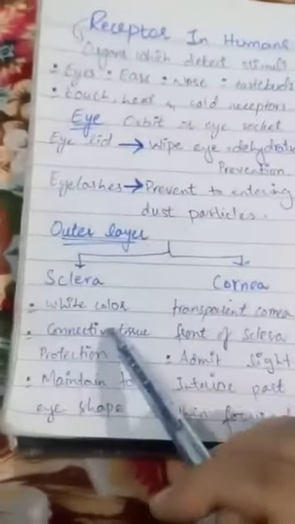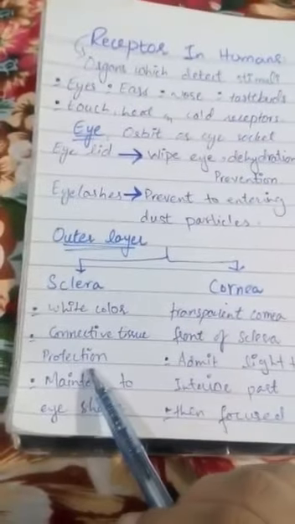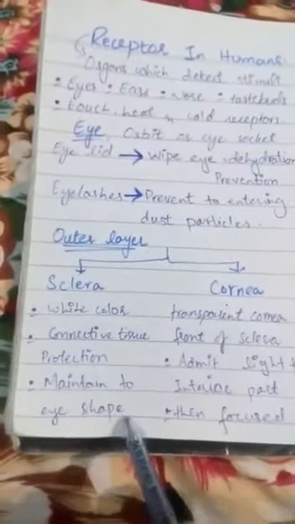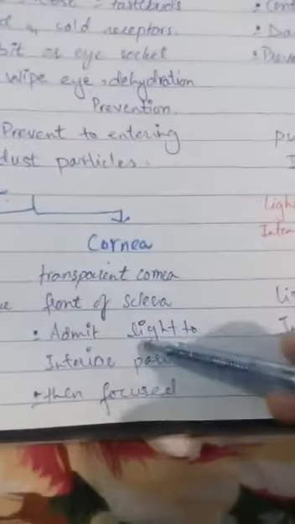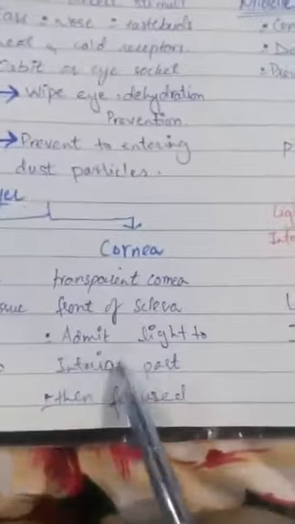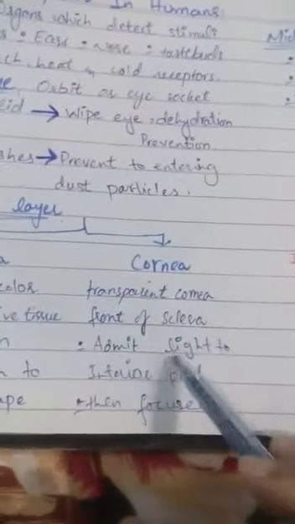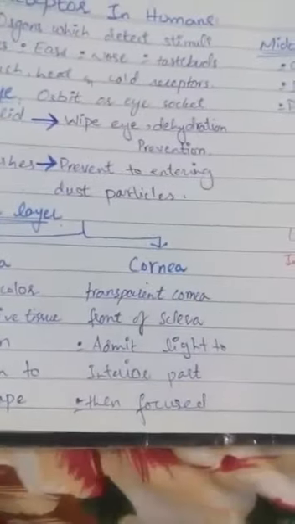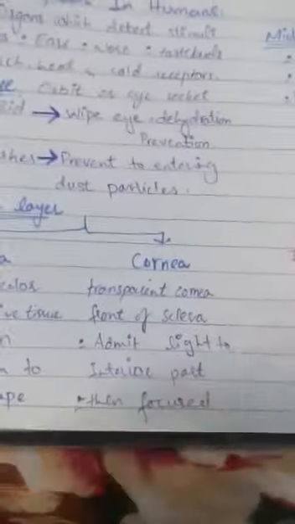The major function of the sclera is that, being formed by connective tissues, it gives protection to the eyes and also maintains the shape of the eye. And the other portion is the cornea. The cornea is the transparent portion present in front of the sclera. When light enters the eyes, the cornea admits light to the interior of the eye, so that it can focus and make a proper image.